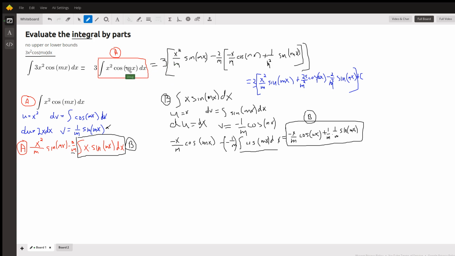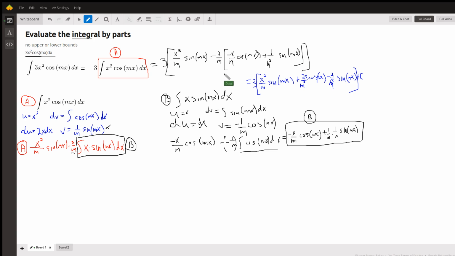So now when I get back to the original, I'm just going to start writing down 3 bracket A. What is A? A is this. So I'll start writing this down. x squared over m sine of mx minus 2 over m times B. Here's what B is. Minus x over m cosine of mx. It's kind of hard to read there. Plus 1 over m squared sine of mx.